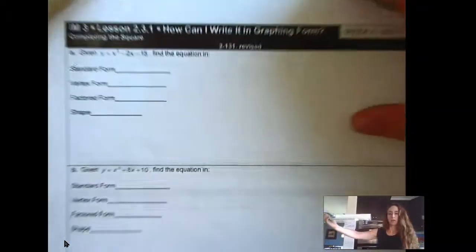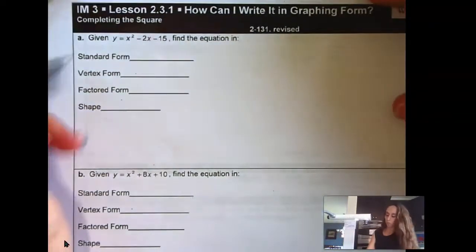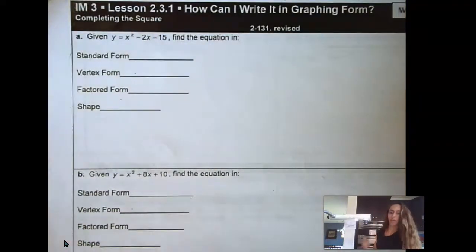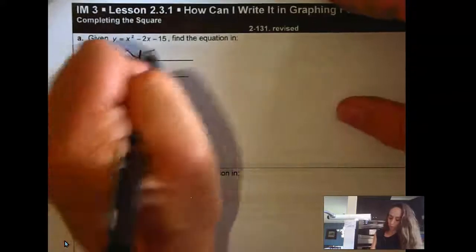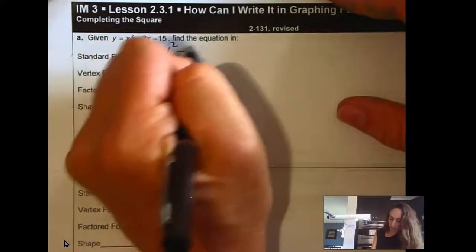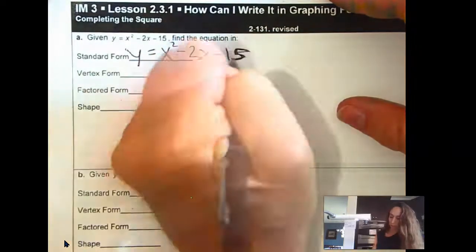So these first two examples are just, okay, do I actually know what to do? All right, so there's different forms. Why do they have different forms? They have different functions, okay? Standard form is just standard form. You write it out, x squared, x, and a number. So they gave it to me in standard form.